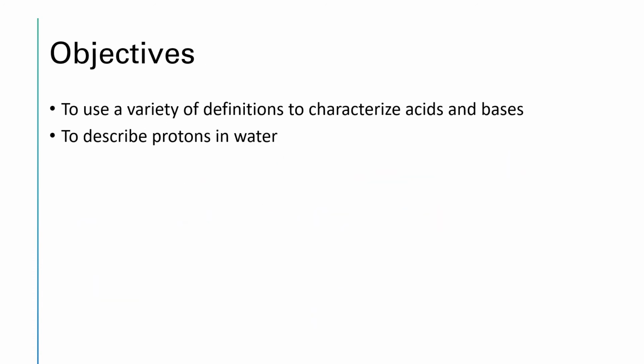Our objectives were to use a variety of definitions to characterize acids and bases. So we saw Arrhenius, Bronsted-Lowry, and Lewis, and then also to describe protons and water. The whole idea there being we may write H+ aqueous, but the reality is it's got a bunch of waters attached to it. And then we also looked at just really what does it mean if you have a strong base versus a weak base, a strong acid versus a weak acid. And we started taking a look at some of the types of questions you'll be asked about that, like ranking the chemicals in order of smallest to greatest hydroxide ion concentration.